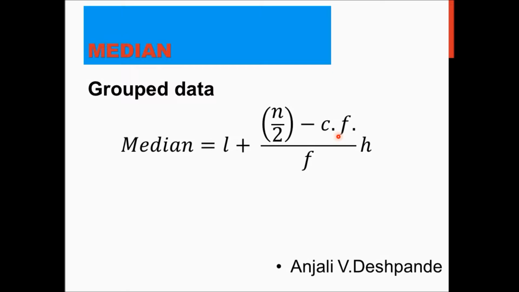CF is the cumulative frequency, that is, the cumulative frequency of the class previous to the median class interval. And it is divided by F, where F is the frequency of the median class, multiplied by H, which is the width of the median class interval. We shall see by means of an example how to calculate the median for the grouped data. You can pause the video and note down whatever you want.